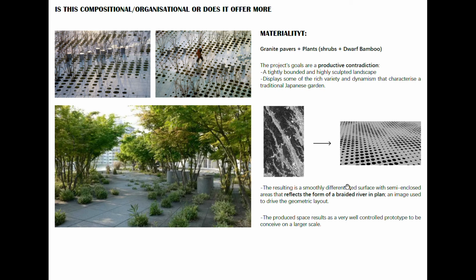And the result of this pattern process is a smoothly differentiated surface with semi-enclosed areas that reflect the form of a braided river in plan. Since the image is from nature, it is messier than a pure mathematical formula or process. In the end, this produced space results as a very well-controlled prototype to be conceived on a larger scale.